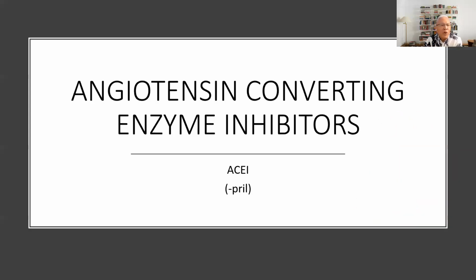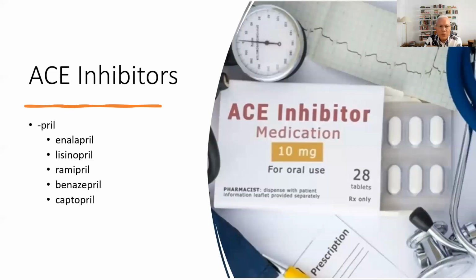So the first drug that we're going to talk about is ACE inhibitors, or angiotensin converting enzyme inhibitors. Let's take a look at how ACE inhibitors work in the body and what the indications are, as well as the contraindications. Now, what I'd like for you to do is to remember the suffix of this drug. Anytime you hear pril, it is going to be an ACE inhibitor. So examples of ACE inhibitors would be your enalapril, lisinopril, ramipril, benazepril, and captopril.